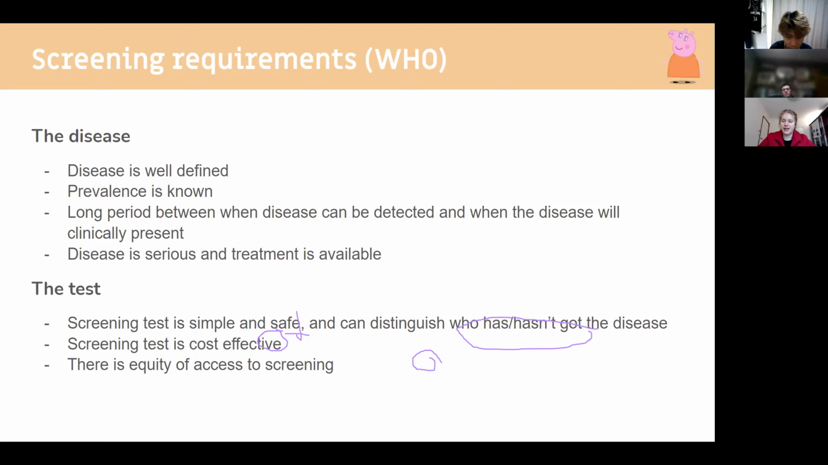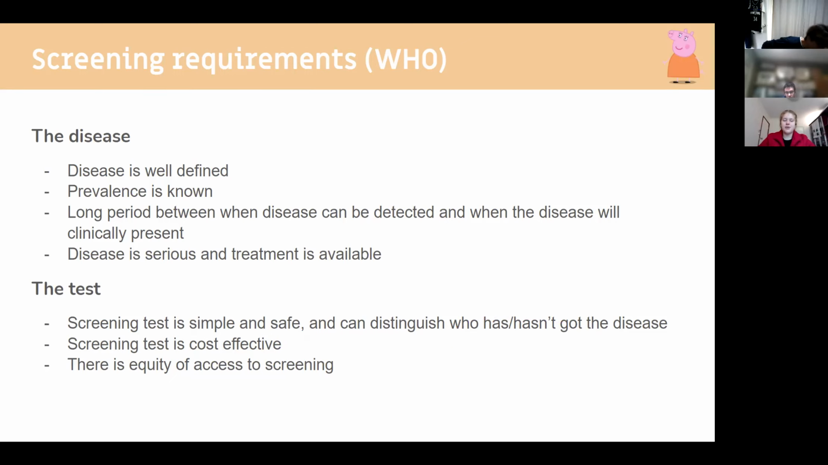There's a long period between when the disease can be detected and when the disease will be clinically present. Because screening is when you're taking healthy individuals, you're trying to see if they have something. So if the period of incubation or clinical symptoms is really short, it means that people will know if they're sick because they'll show symptoms straight away. So we want to make sure that period is quite long so we can help treat before they even realize they have the disease. And we generally like to screen for serious diseases, because diseases like a cold, we don't really care, you'll get over it by yourself. But serious diseases need more intervention, and treatment obviously has to be available.